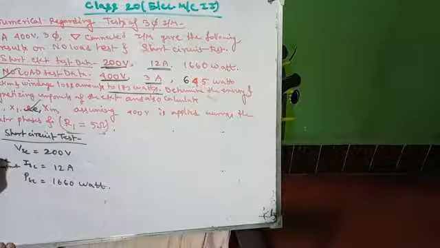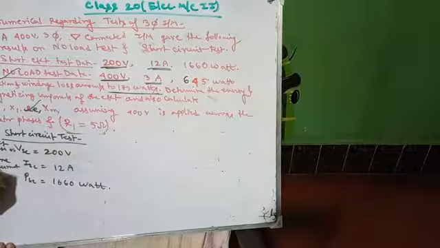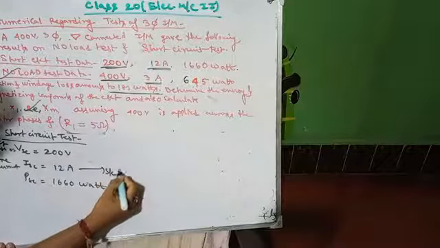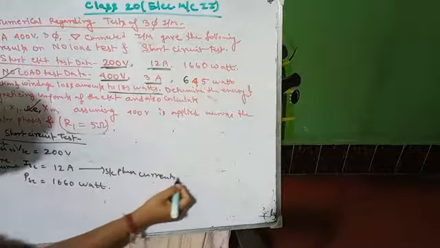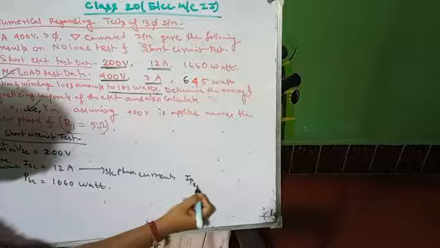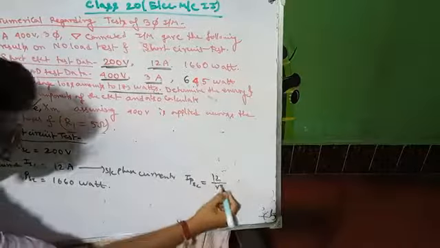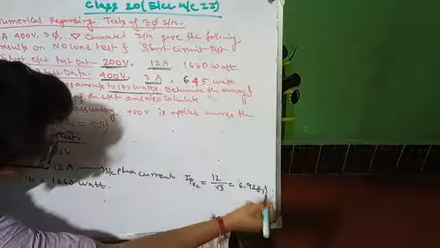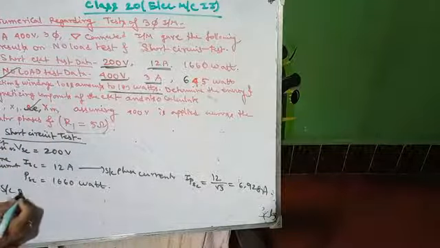So short circuit phase voltage, short circuit line current. Okay, so short circuit phase current equals to what? Short circuit phase current IPSC equals to 12 by root 3. That will be how much? That will be 6.928 ampere.